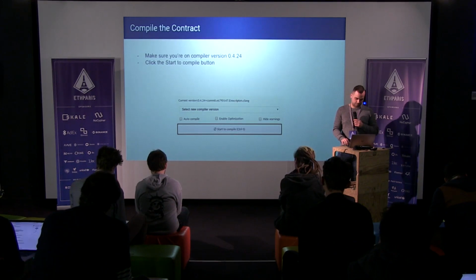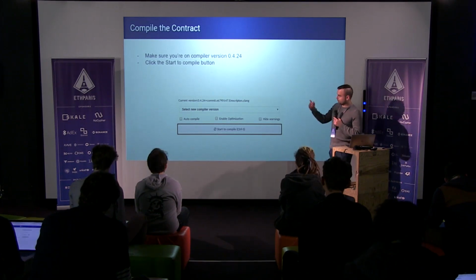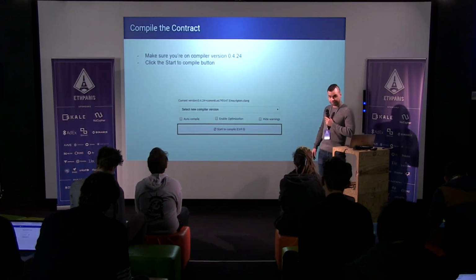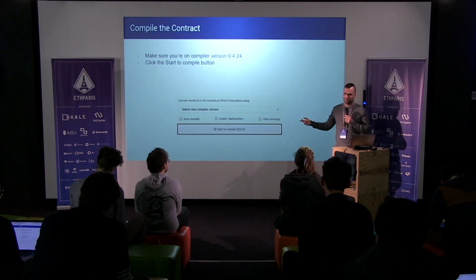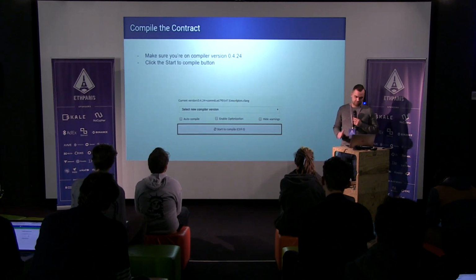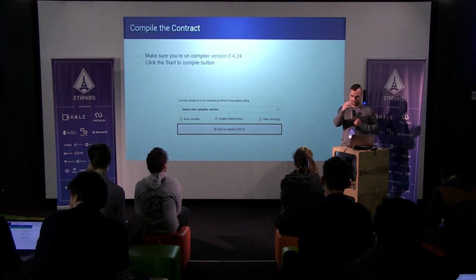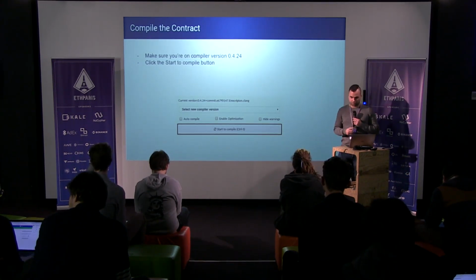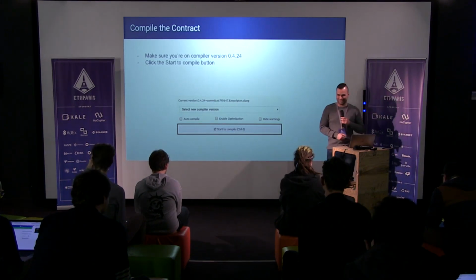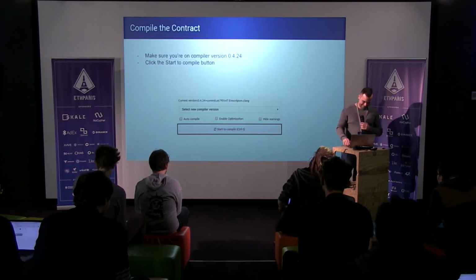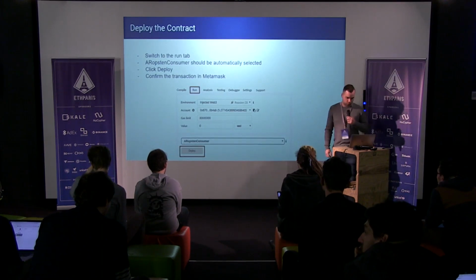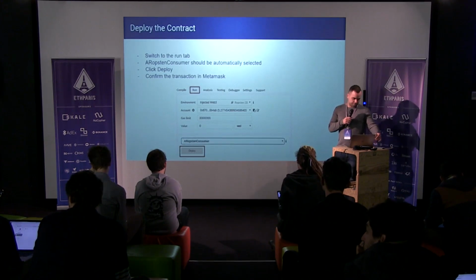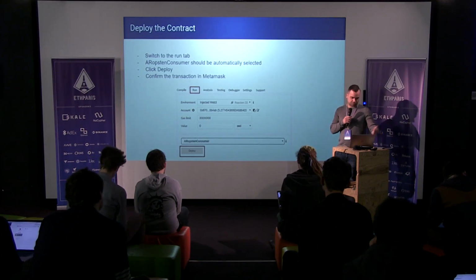Right. So just again, make sure you're on the right compiler version. Click Start to compile if auto compile isn't enabled. And if all is good, you should see the right hand side all green. Yeah? Okay. Got some thumbs up. Right. So switch to the Run tab.